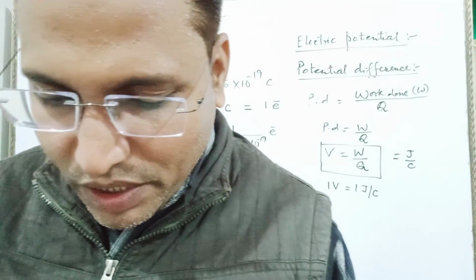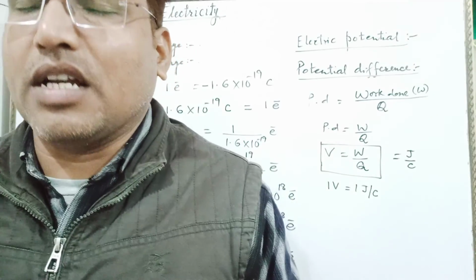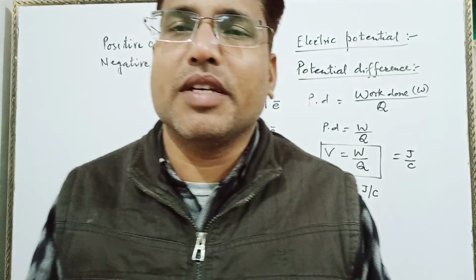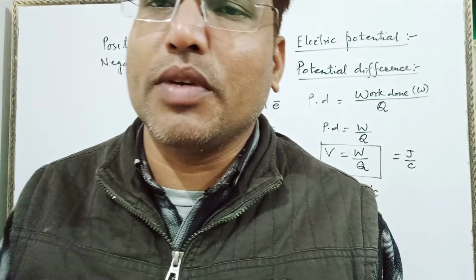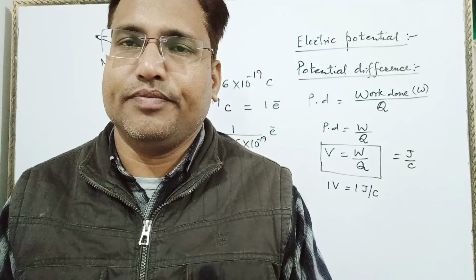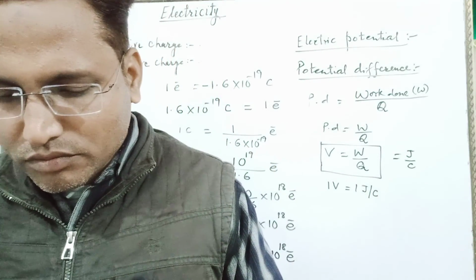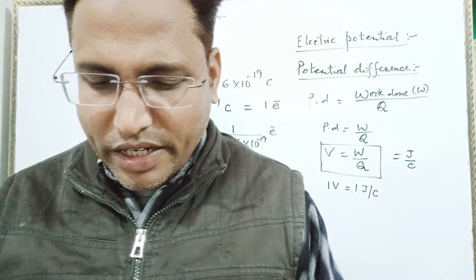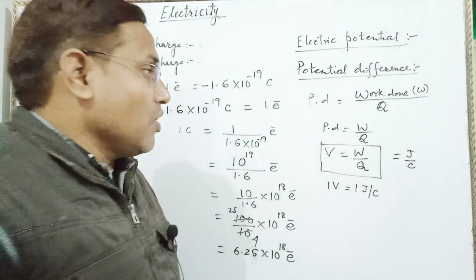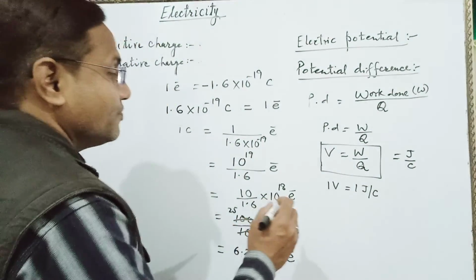Now our next topic is how we measure potential difference. Potential difference is measured with the help of an instrument that we call a voltmeter. Next topic, electric current. What is electric current?